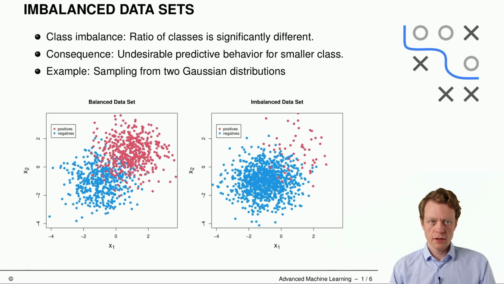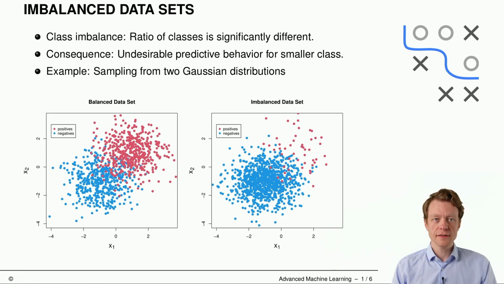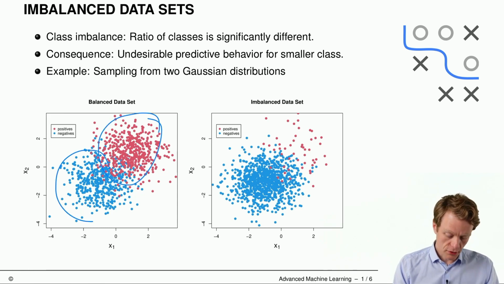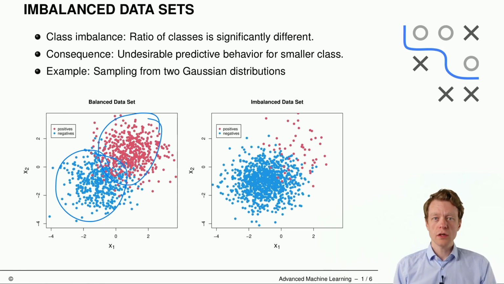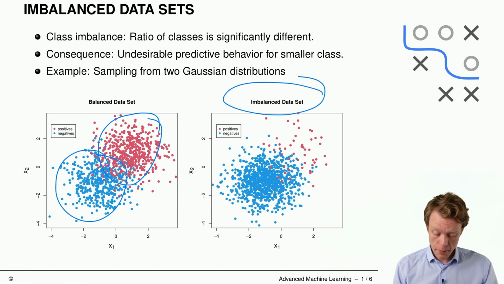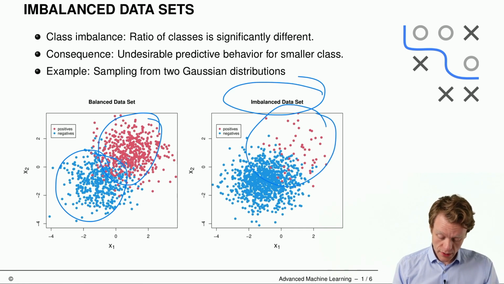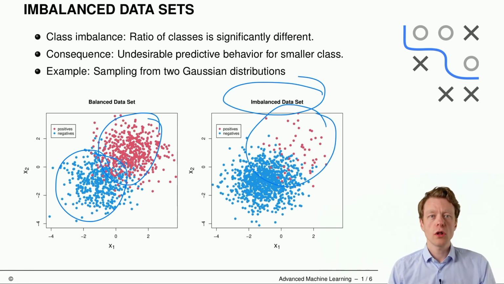significantly different. So here we have an example of two Gaussian distributions. We have a positive class and a negative class, and on the left hand side these are equally sized, so we have as many positive observations as we have negative observations. But on the right hand side we have an imbalanced data set, which means that we have just a very small number of positive instances, and most instances are from the negative class. A consequence of this imbalance can be that we have undesirable predictive behavior for the smaller class.